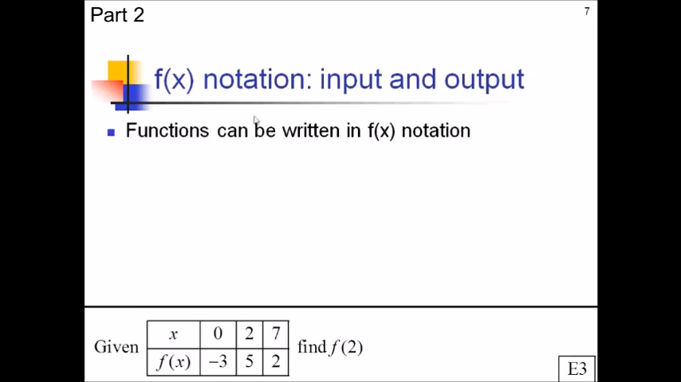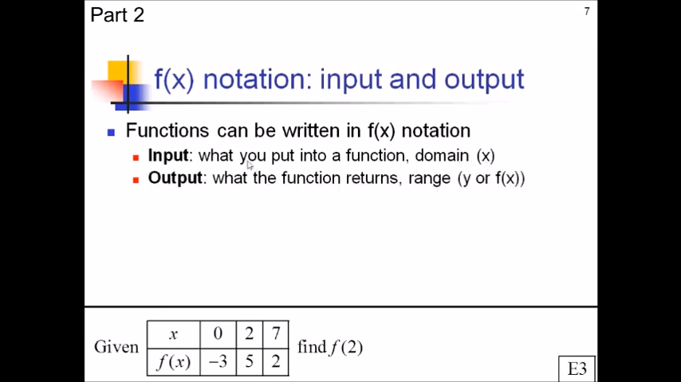So the idea with this f of x notation that we can write functions in is that we have some input that we're plugging into this function. These are the domains that we were talking about earlier, the x values, and the function gives us back an output. This is what the function returns from the range. Either you could call it a y value or you could call it f of x. They're really interchangeable.